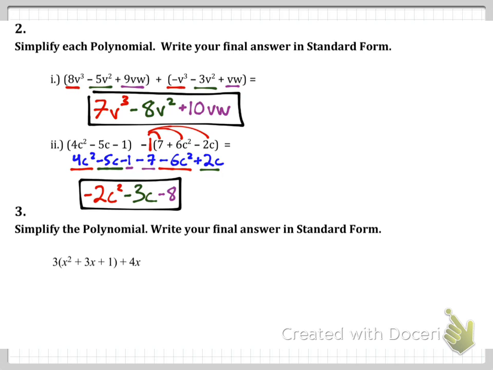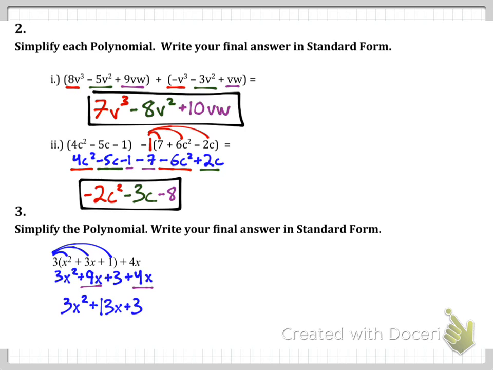For this third one, this is kind of the challenge problem. First, we have to distribute and then combine like terms. So let's distribute the 3 first. 3x squared plus 9x plus 3. And then we just combine like terms. So don't forget the 4x. We have to combine the x's here. And we get 3x squared plus 13x plus 3. So that's it for quiz 17.